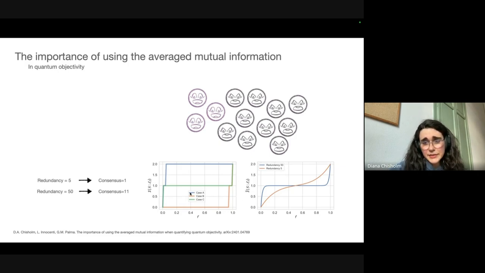And what you can see here, again, is a numerical difference. So again, if redundancy is 5, consensus is 1. And if redundancy is 50, consensus is 11 in this specific case. So again, you have an example of the fact that there's a numerical difference. And in this case, we didn't have to invoke a non-local encoding of information. The information here is not fragilely encoded. It's simply non-homogeneous, in the sense that only a portion of the environment has it.